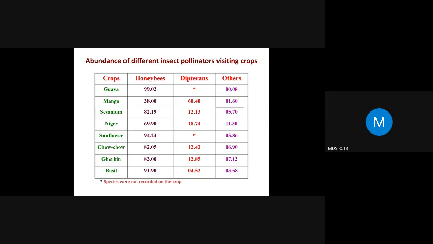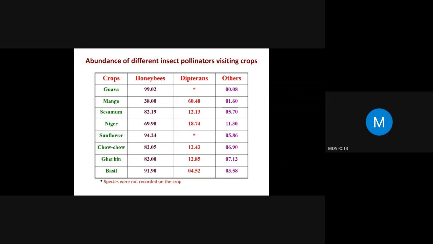bumblebee, and Amegilla is one of the species found in the Western Ghats. Bumblebees are mostly found all over the Himalayan ranges. Large cardamom is pollinated by bumblebees. And here in the Western Ghats or Eastern Ghats, cardamom and many other spice crops are pollinated by these Amegilla. These are examples of solitary bees.